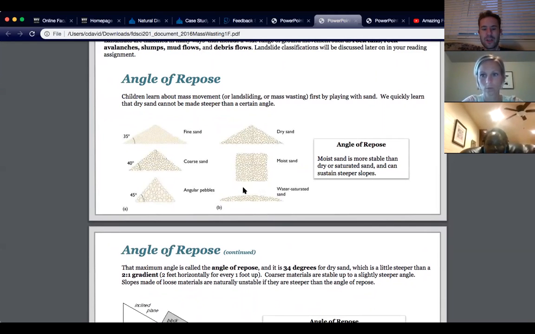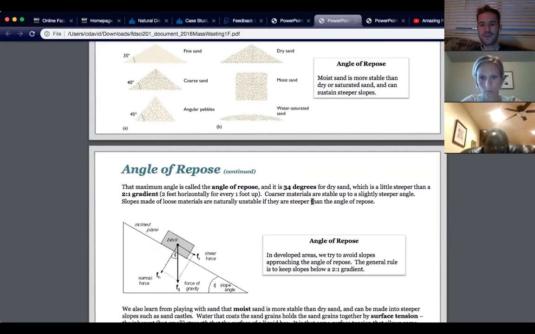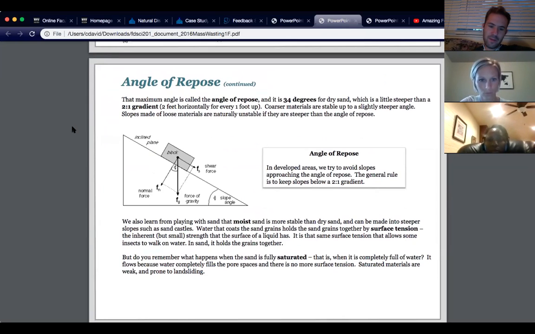But in general, the rule of thumb, and on the test in a couple of weeks, if there was a question of like, what is the angle of repose? I would just go with, if you see an option of 34 degrees or something like slightly steeper than 2 to 1 gradient, that's what you'd go with. Okay. And this is just a really fancy showing that after about 34 degrees, it's no longer stable and stuff will start to slide off.